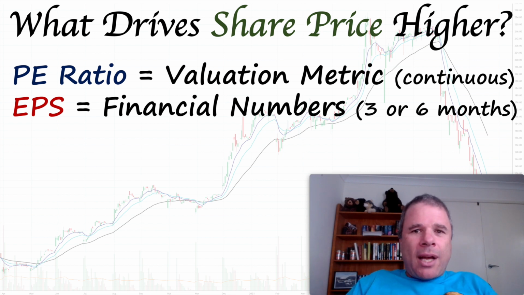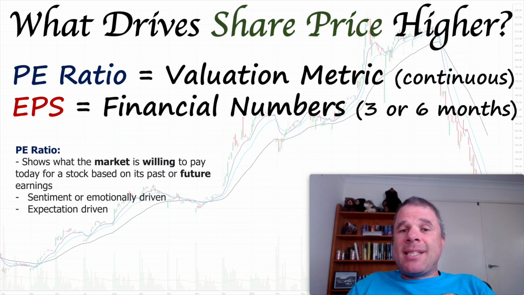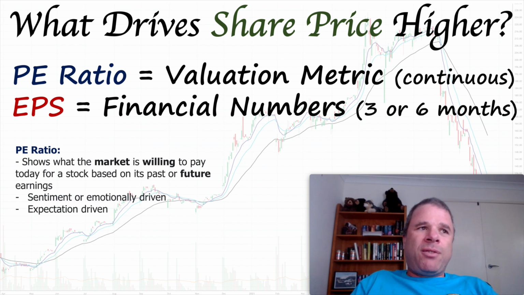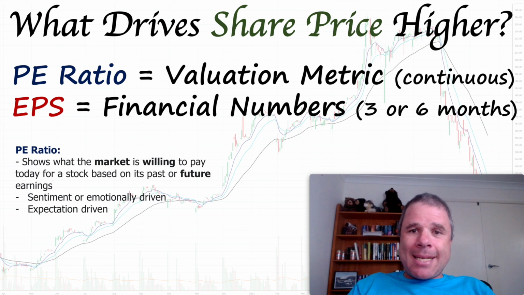So let's have a quick look at the P ratio definition right now. And this is straight from Investopedia, if I remember correctly. Their definition for the P ratio is: it shows what the market is willing to pay today for a stock based on its past or future earnings. Now, you can actually change that "today" to "this very minute" because, again, it's continuously changing throughout the trading day. And the most important part of this definition is what the market is willing to pay. And that's all about sentiment.